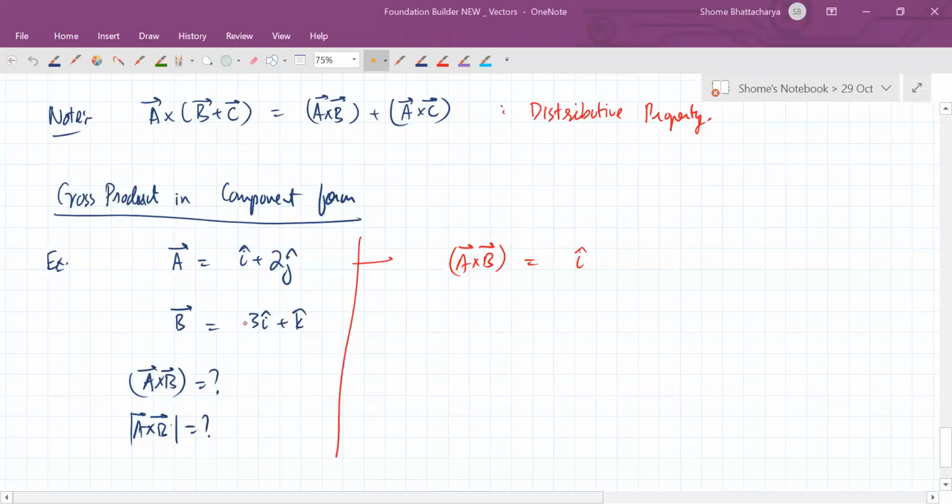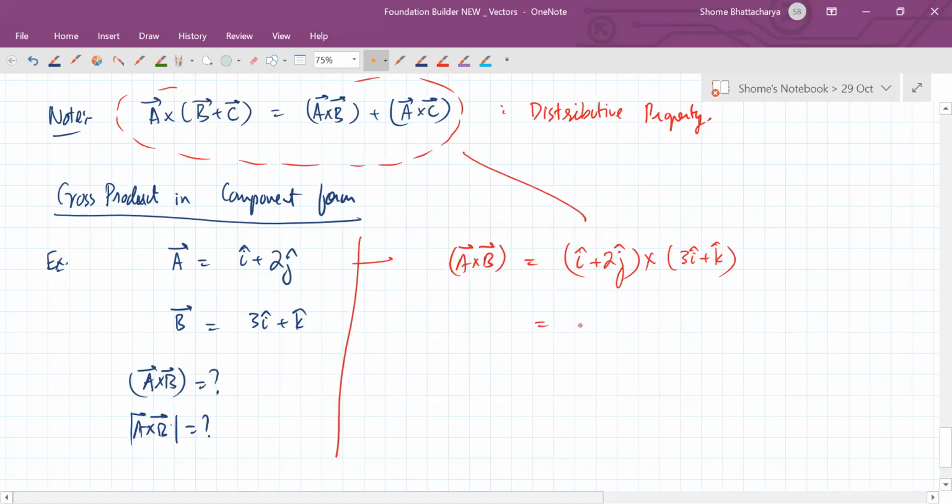Okay, so substitute the value of A as given, I cap plus 2j cap, and substitute the value of B as given, which is 3 I cap plus k cap. Now just apply this distributive property to expand this algebraically. So this becomes I cap cross 3 I cap, plus I cap cross k cap, plus 2 j cap cross 3 I cap, plus 2 j cap cross k cap.